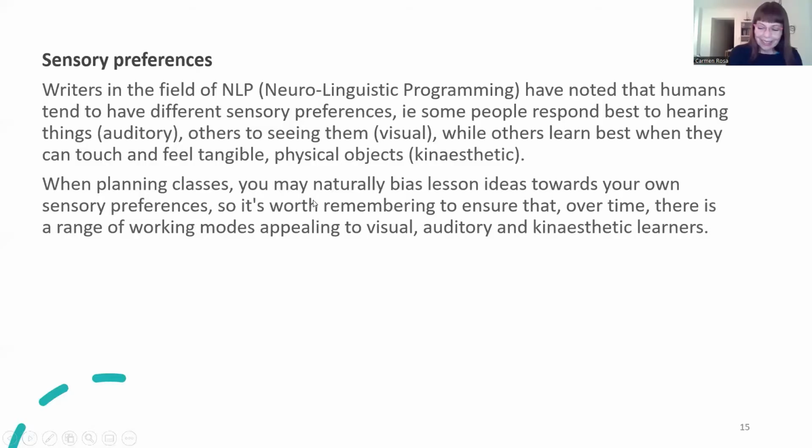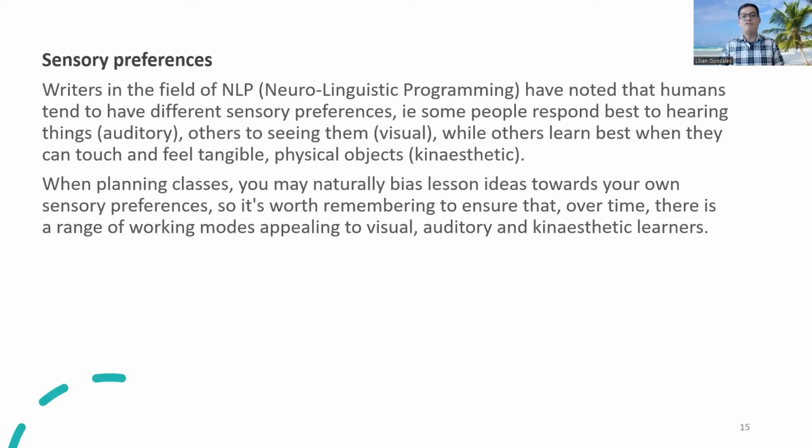Okay. However, in getting to know our students, I will focus more on sensory preferences. According to neurolinguistic programming, humans learn in different ways. There are students who learn best through hearing. These are the auditory learners, who just want to listen to lectures. There are also those who learn best when they see things, visual learners. There are also students who learn best when they can touch and feel physical objects, and these are the kinesthetic learners.